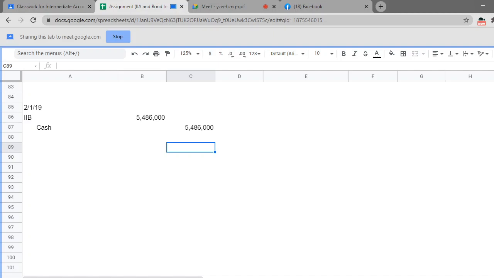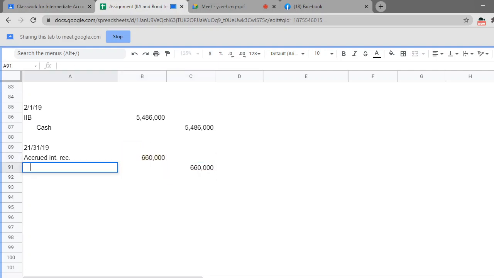Our next entry will most probably be on December 31 na kasi annually naman ang pag-receive ng interest. So that's December 31, 2019. And the first thing to do is we recognize the accrued interest receivable. Accrued interest receivable would be 6 million times the nominal rate, and the nominal rate was 12%, right? 12% times ilang months lang natin siyang hinawakan from Feb 1 to December 31. I think that's 11 months lang. So that would be 660,000 interest income.